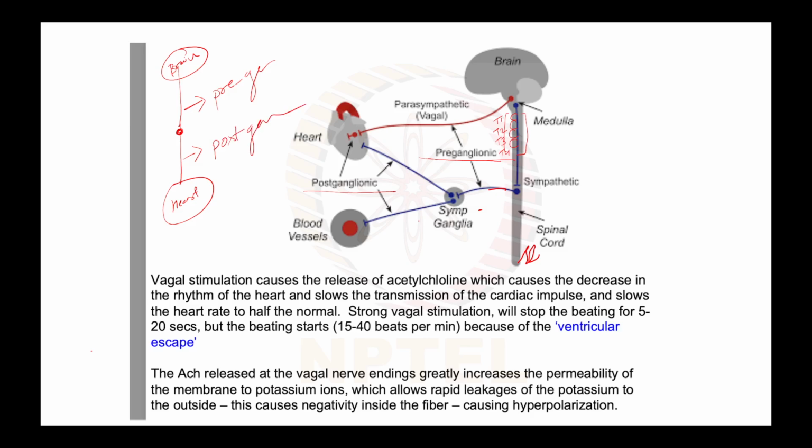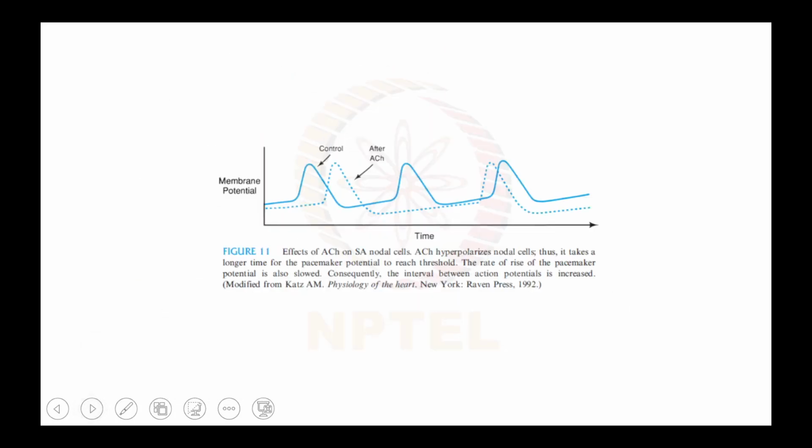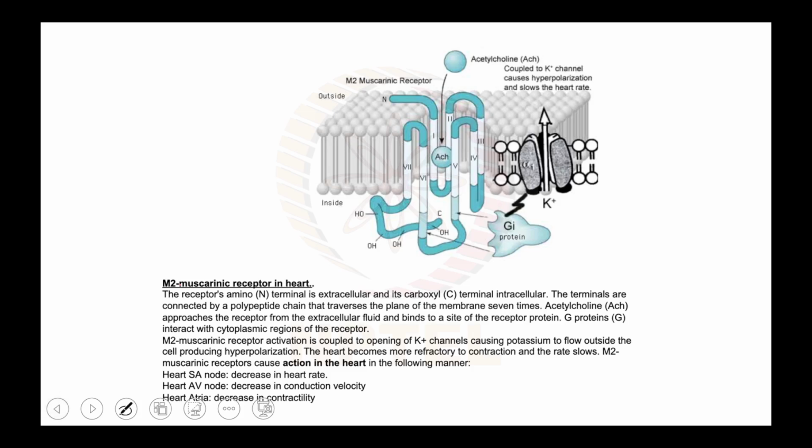And in this pre and post ganglionic fiber, the type of receptor, the first neuron is referred to as cholinergic receptors, and the second one is the acetylcholine receptor. And at the heart, at the SA node, the type of receptor that is present is a muscarinic receptor.